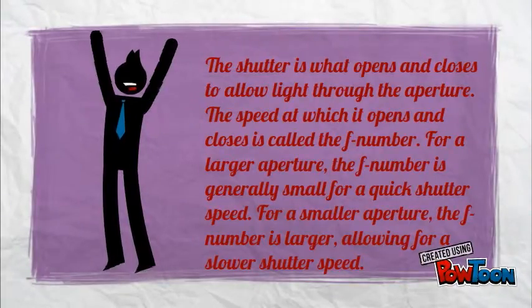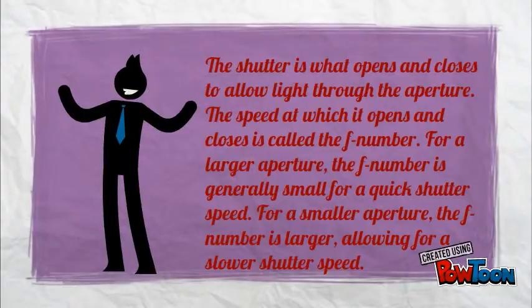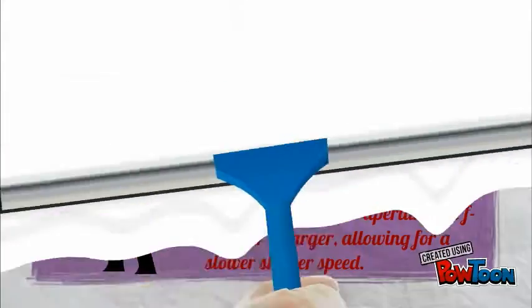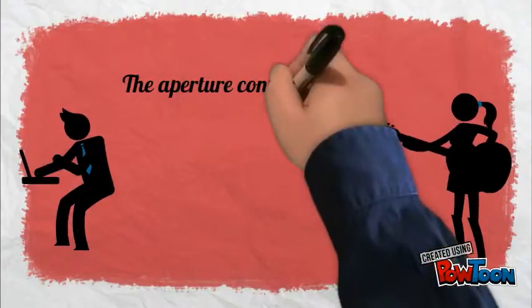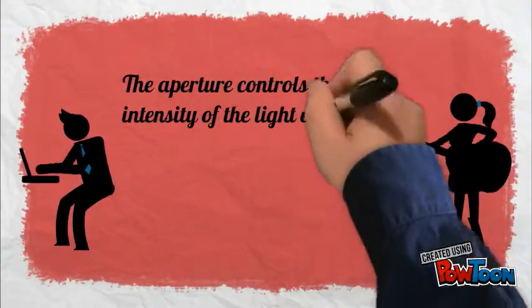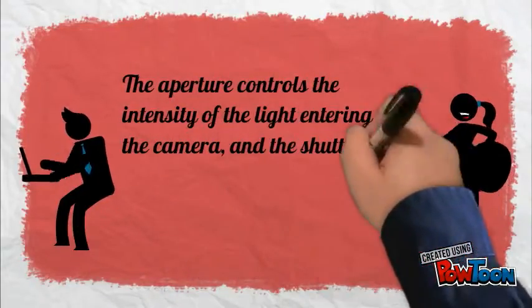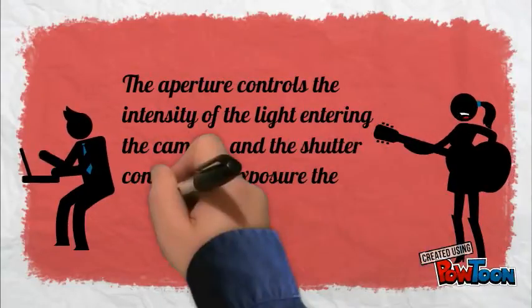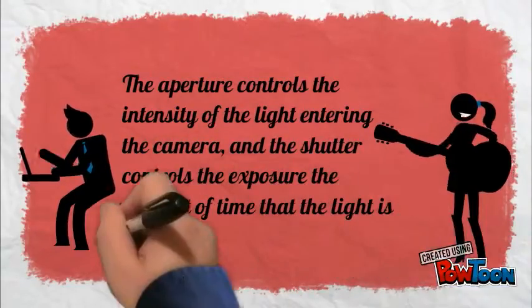For a larger aperture, the f-number is generally small for a quick shutter speed. For a smaller aperture, the f-number is larger, allowing for a slow shutter speed. The aperture controls the intensity of light entering the camera, and the shutter controls the exposure, the amount of time that the light is allowed to enter into the camera.